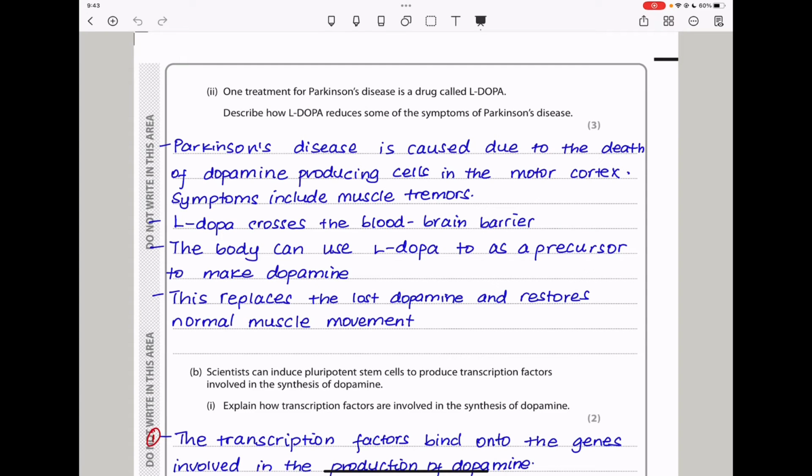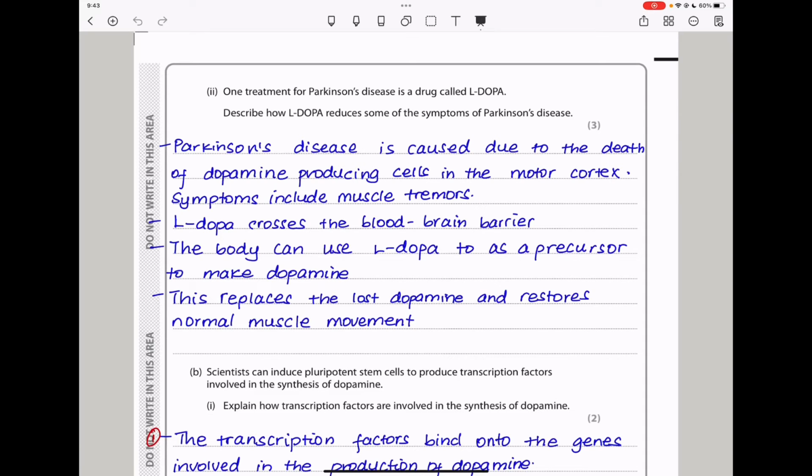Here they say, one treatment for Parkinson's disease is a drug called L-Dopa. Describe how L-Dopa reduces some of the symptoms of Parkinson's disease. L-Dopa can cross the blood-brain barrier, and also this L-Dopa can be used as a precursor for production of dopamine, so it's going to be very helpful in the treatment of Parkinson's.